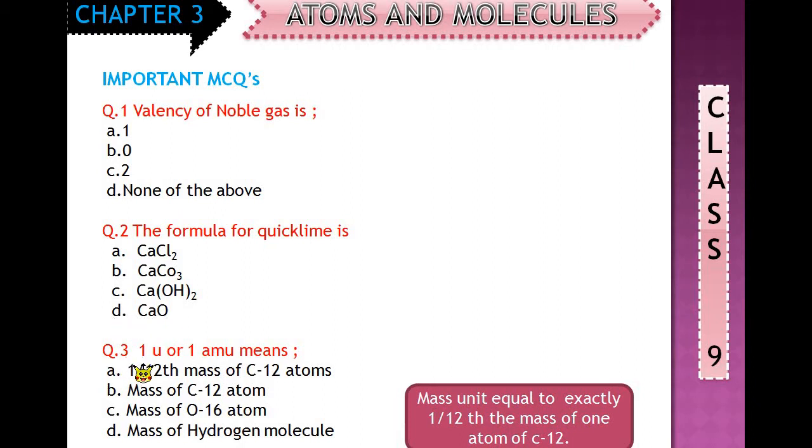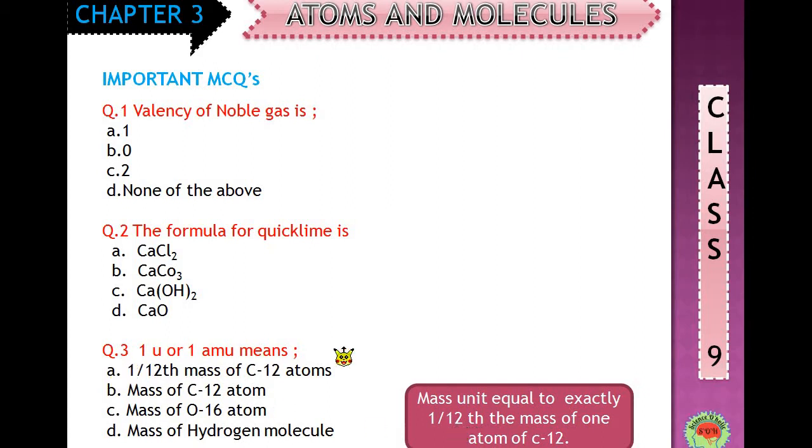Come on to question number 3. 1 u or 1 atomic mass unit means, options are A 1 by 12 the mass of C12 atom, B mass of C12 atom, C mass of oxygen 16 atom, D mass of hydrogen atom. So 1 atomic mass unit is always equal to 1 by 12 the mass of 1 atom of carbon. So it's called 1 atomic mass unit. So option A is the correct answer.